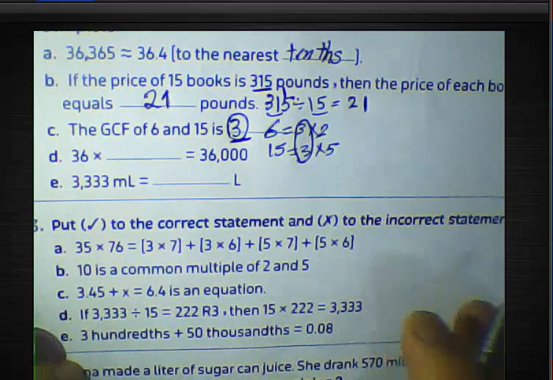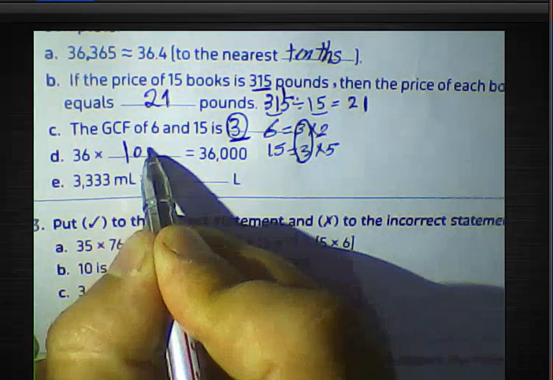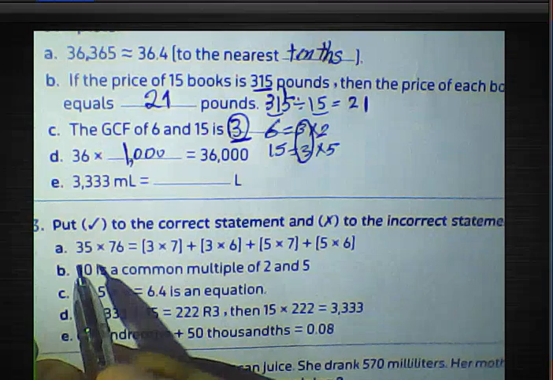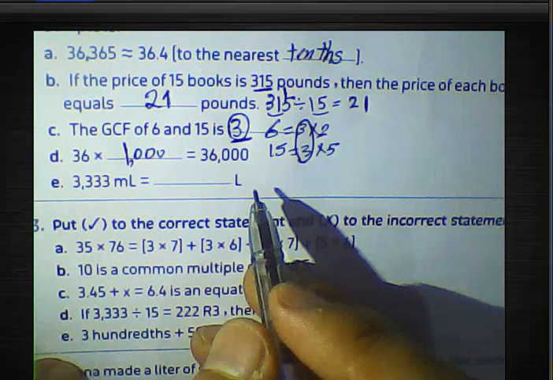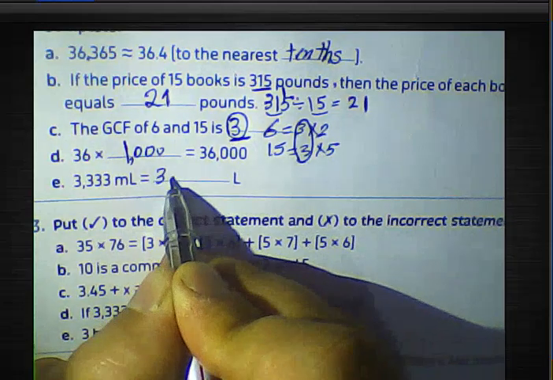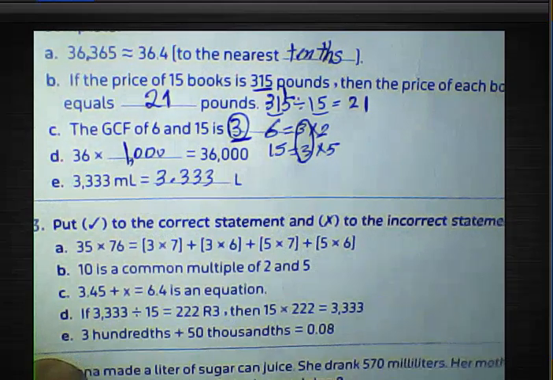36 multiplied by what equals 36,000? Here we must write 1,000. 3,333 milliliter equals space liter. We must divide it by 1,000. The result will be 3.333.